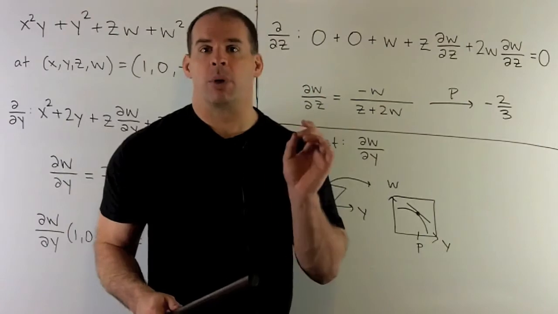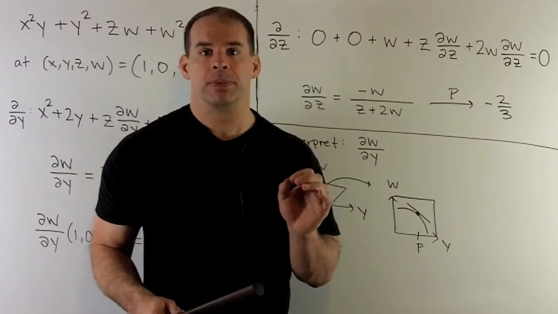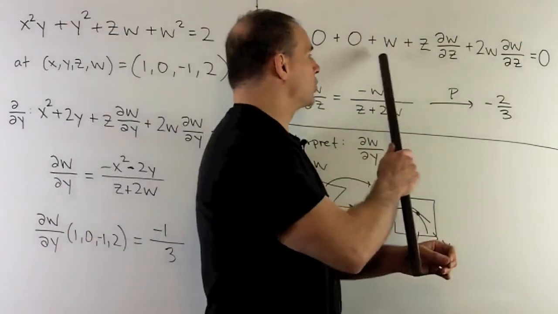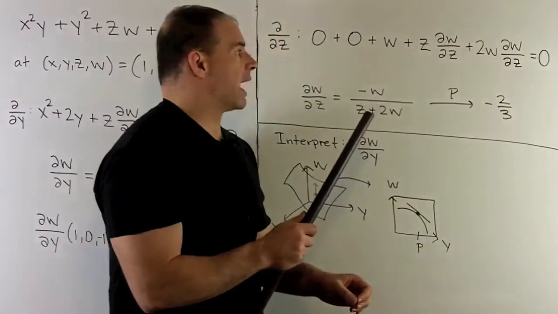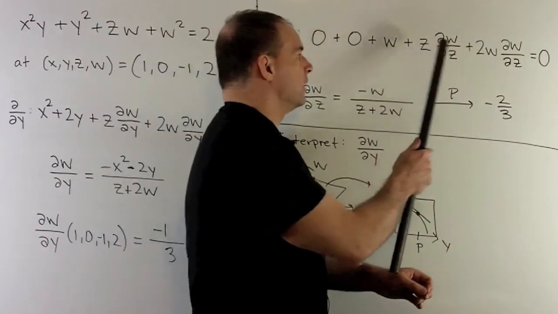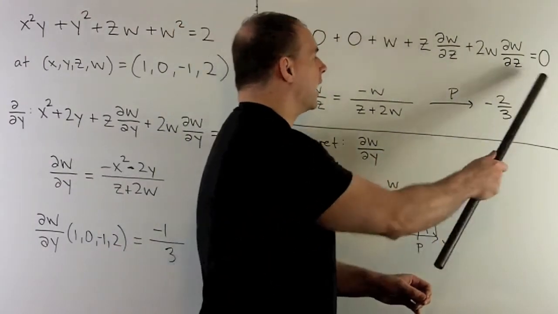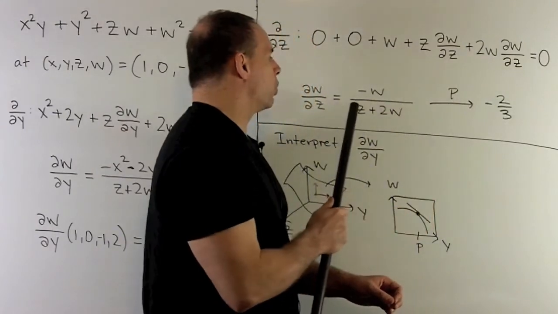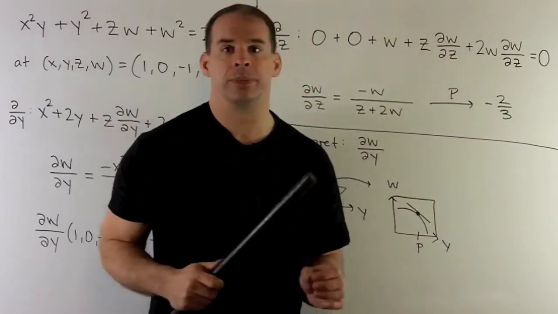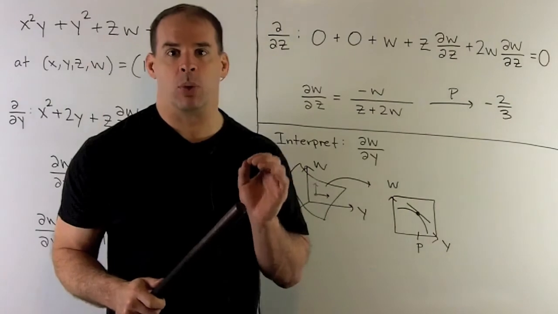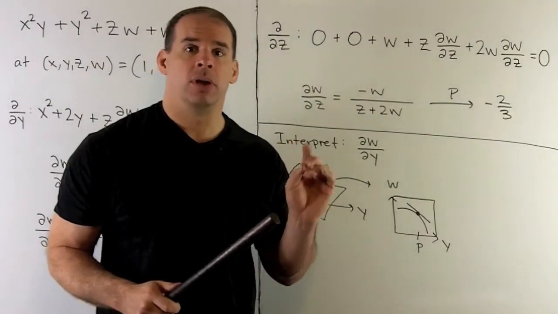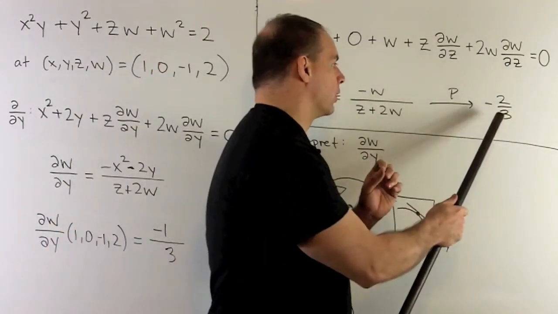We want to isolate the partial of w with respect to z. So we move the non-partial stuff to the other side. So it's going to be a minus w. Factor out z plus 2w, and then we divide. So we'll get minus w over z plus 2w. If I want that at a specific point, we put our values in. What comes out is going to be minus 2/3.